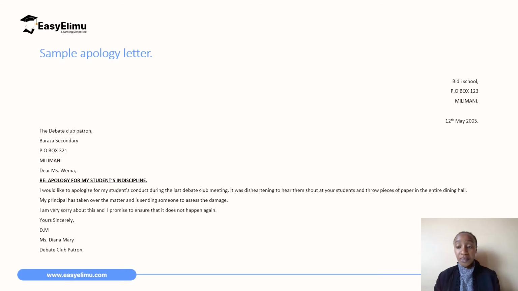2005. And then on the left side we have the recipient's address, who is being addressed, who this letter is written to: the debate club patron, Baraza Secondary, PO Box 321, Milimani. Dear Miss Wema, that is the salutation. So this letter is being written to Miss Wema, who is the debate club patron at Baraza Secondary. And then we have the subject, apology for my students' indiscipline.